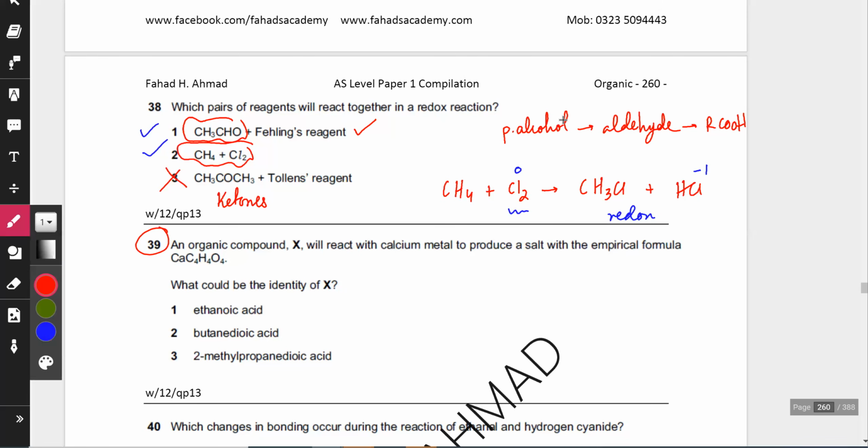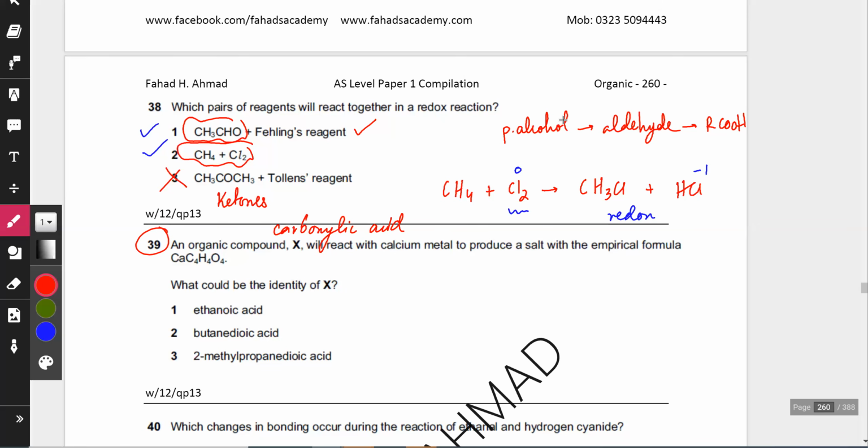Question 39. An organic compound X reacts with calcium metal to produce a salt with the empirical formula Ca. So it is reacting with a metal to form a salt, so it's definitely a carboxylic acid. That's the only one that would produce a salt. Alcohols, remember, only react with very reactive sodium metals. So what could be the identity of X? It's definitely a carboxylic acid.